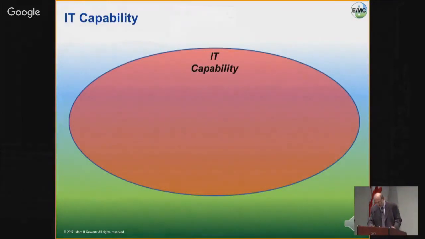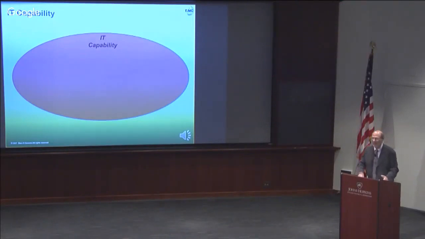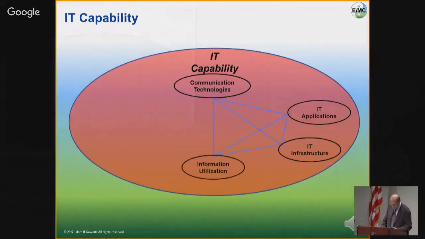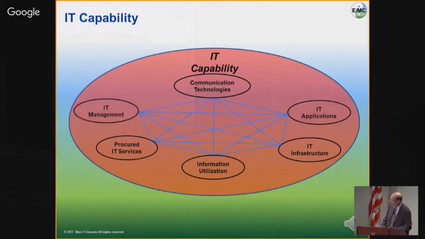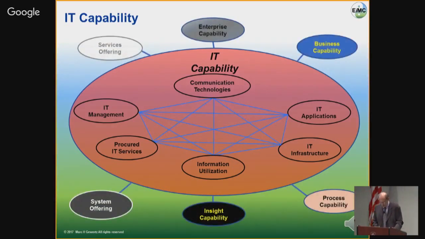Through time, the IT functionality transforms into an IT capability, a systematic ability to satisfy the need for IT products, systems, and services through communications technologies, IT applications, IT infrastructure, information utilization, procured IT services, and management of the IT capabilities, with the capability interconnected with all other capabilities. In this way, the IT capability system serves as the computational and informational support system of the enterprise system.